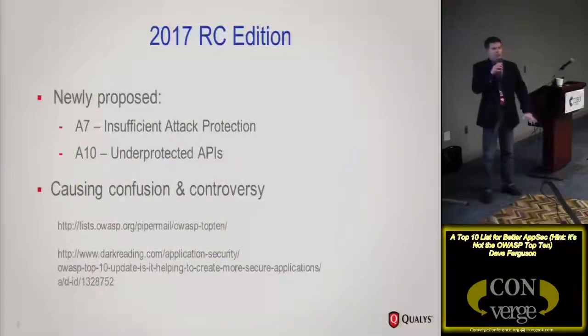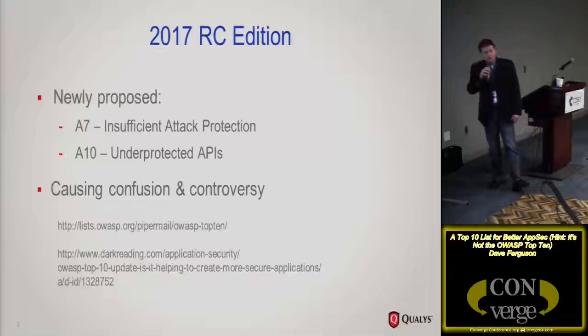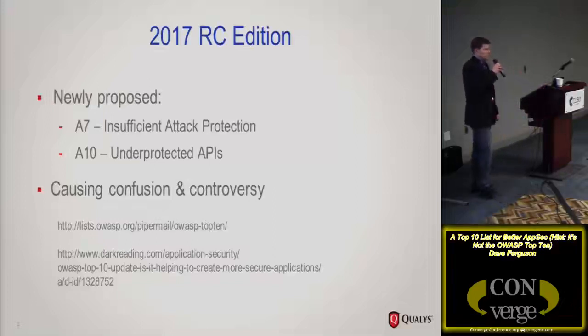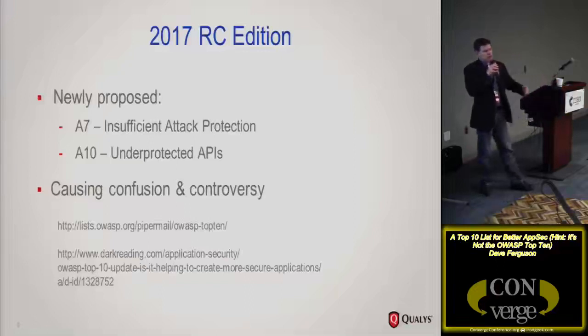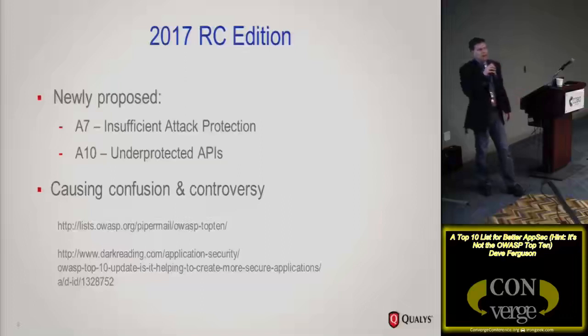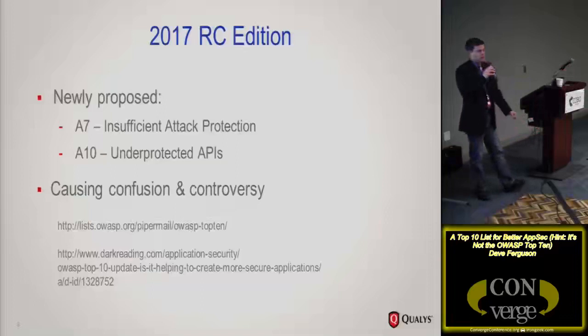So I want to talk about the release candidate that came out just a few weeks ago for the 2017 edition of the OWASP Top 10. And it's causing a lot of controversy and confusion, to be honest. So some of this changes real quick. Not a lot of changes, but some of the key differences here are that unvalidated redirects and forwards, which is A10, has been dropped. By the way, this is all tentative. It's not finalized by any means, but this is what the release candidate has. So the unvalidated redirects and forwards has been dropped.